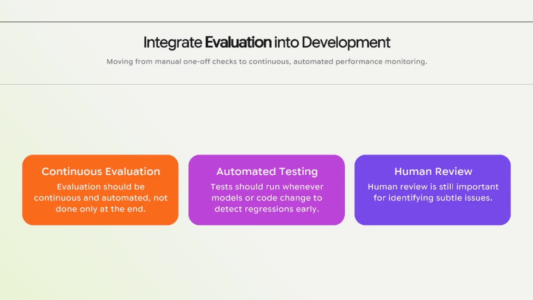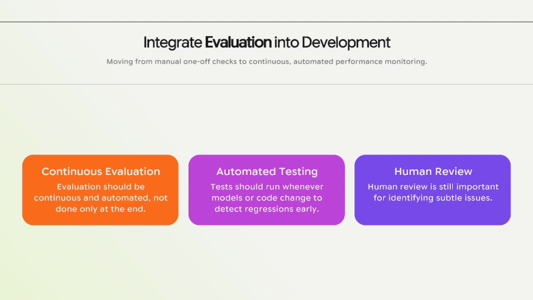So integrate evaluation into development. Make sure evaluation is designed into the system architecture from the beginning, not when you are done deploying. Continuous evaluation is very, very important. Evaluation should be continuous and automated, not done at the end. You should not attach it to the system at the end of development. No, it should be developed together with the system. Automated testing: tests should run whenever models or code change to detect regression early.